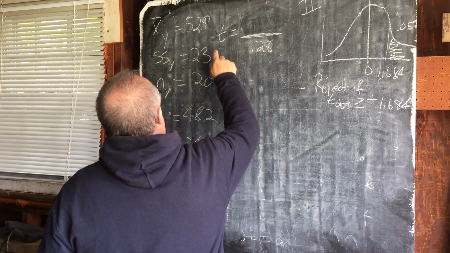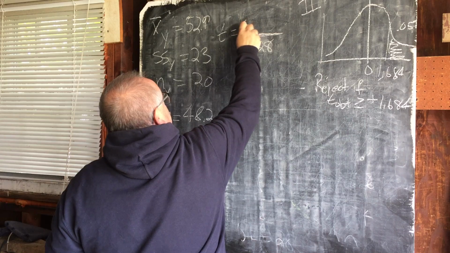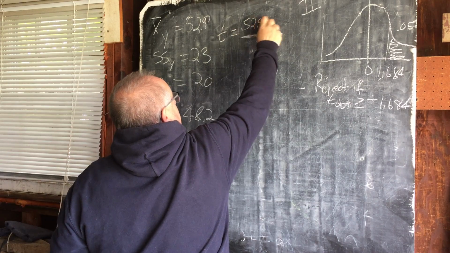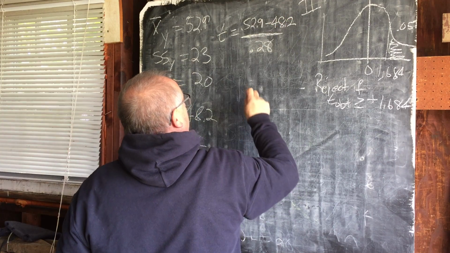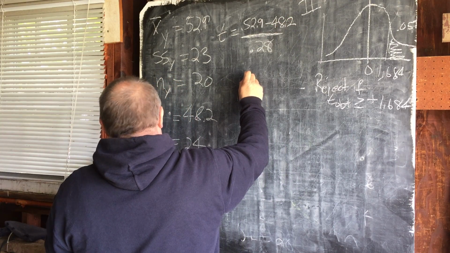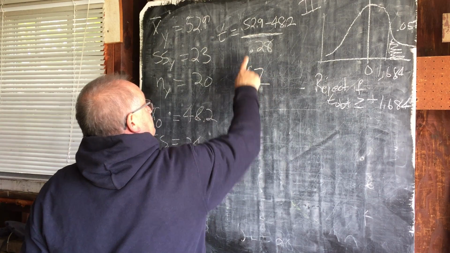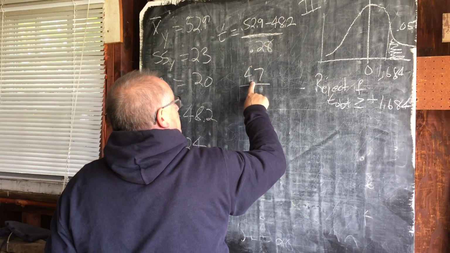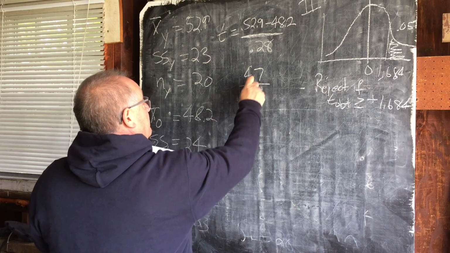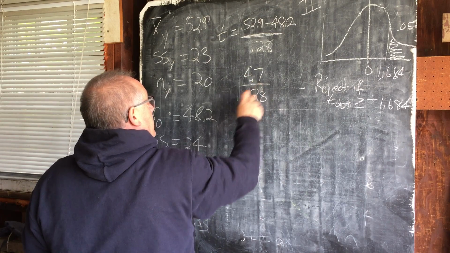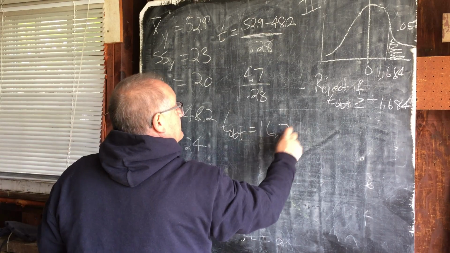Let's see what happens. Y first. Always want to follow the order of the hypotheses. So the first sample is 52.9 for younger minus 48.2 for the older. Gives me a difference of 4.7 hours. Right, 4.7. That tells me the younger people worked 4.7 hours more than the older people. 4.7 then divided by 0.28 gives me a t obtained of 16.79.